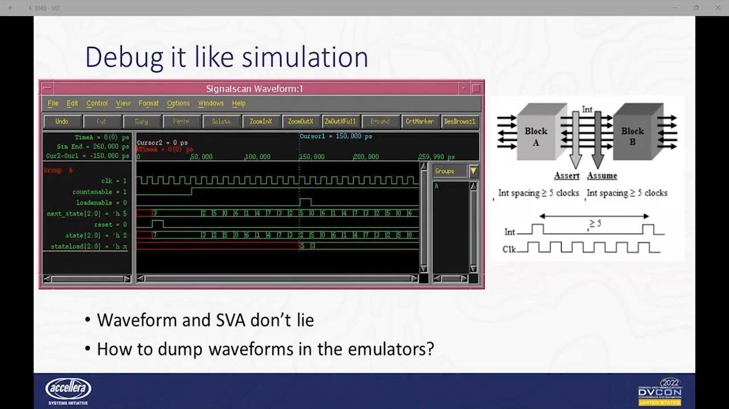We can dump waveform just like in the simulator, and it even takes less time to compile. To me, Palladium is like a very expensive simulator. It can do anything the simulator can do, but it runs 1,000 times faster.